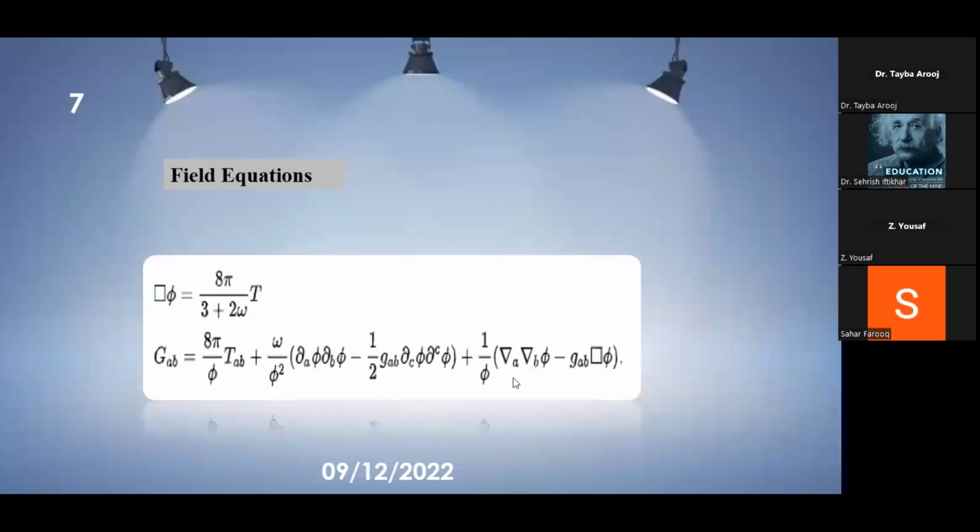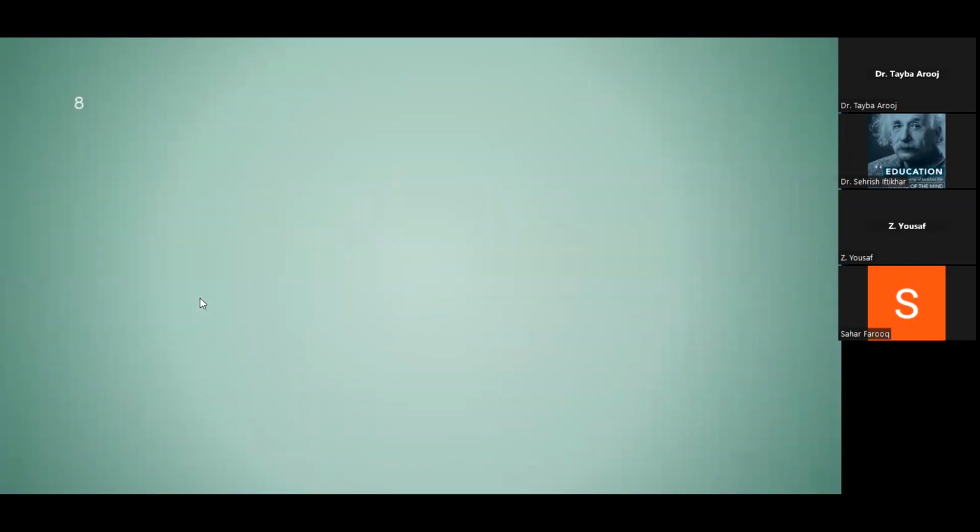Yes, here it is a covariant derivative, and phi is a scalar field, and T is the trace of the energy-momentum tensor, and phi is again a scalar field. And what is box here? It is actually the d'Alembert operator, which can be expressed in terms of the covariant tensor in a specific way.